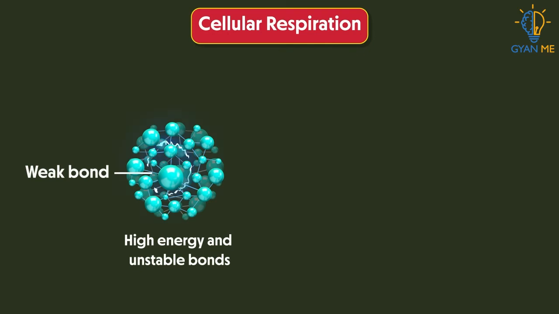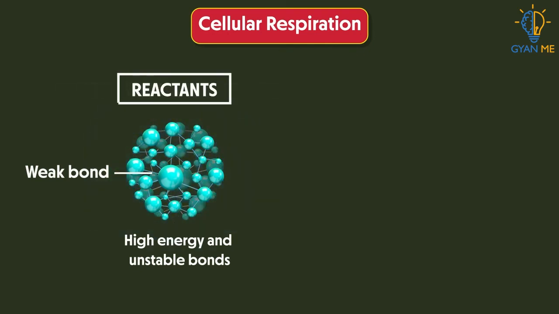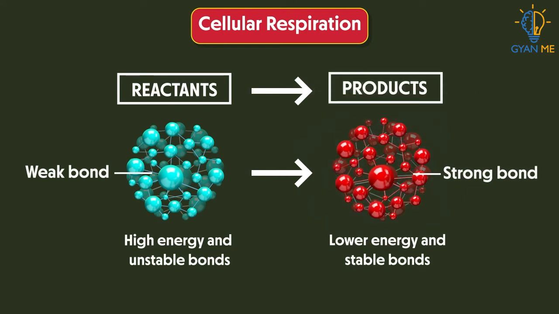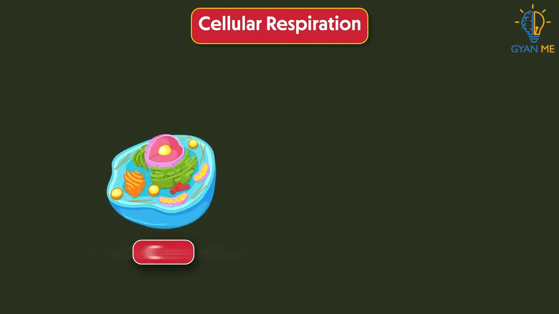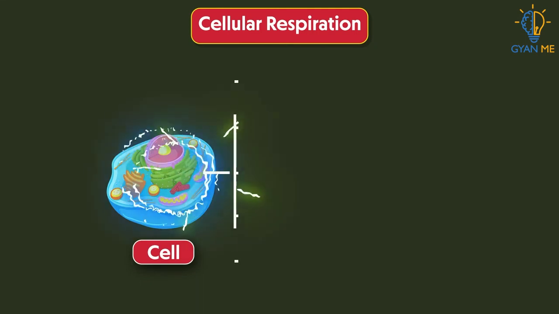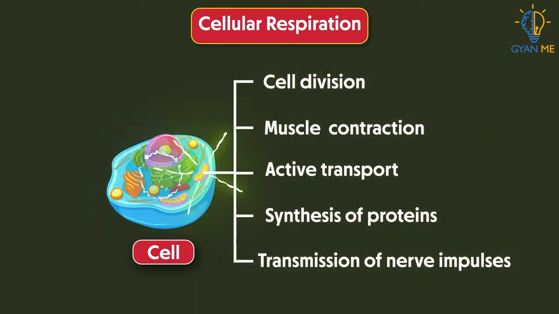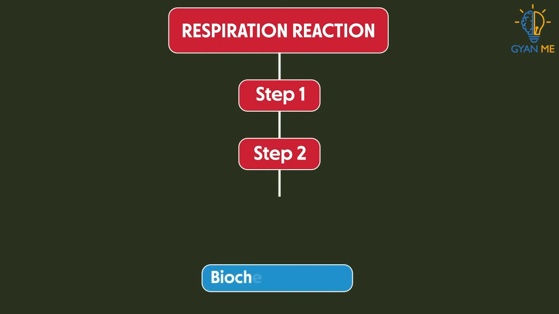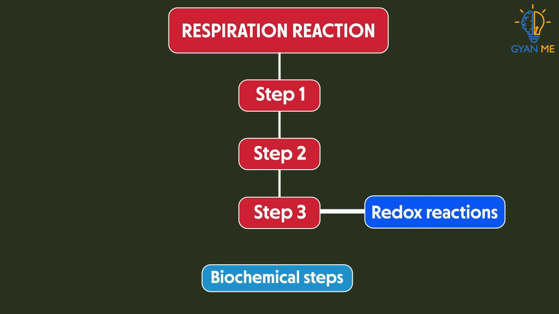During cellular respiration, weak but high energy bonds in the reactants are replaced by stronger but lower energy and stable bonds in the products. Respiration is one of the key ways by which a cell releases its chemical energy to fuel various other cellular activities. The overall respiration reaction occurs in a series of biochemical steps, some of which are even redox reactions.